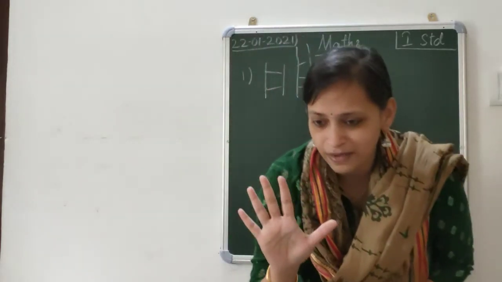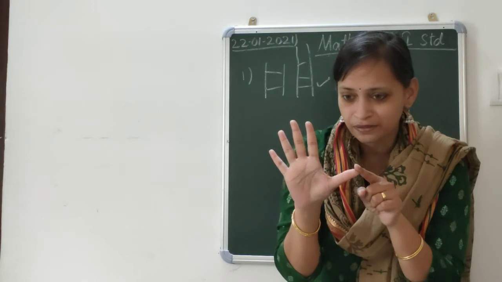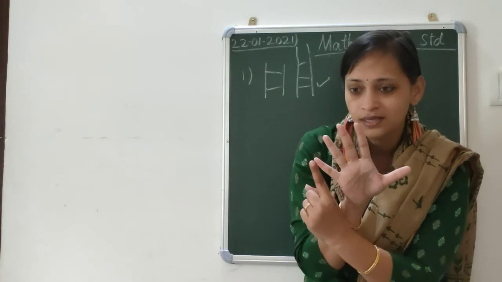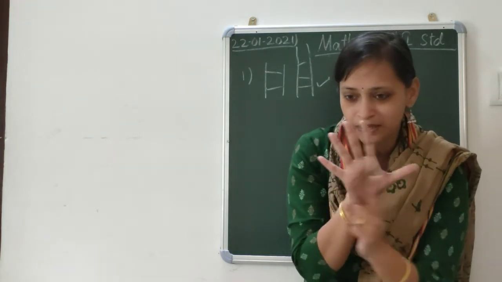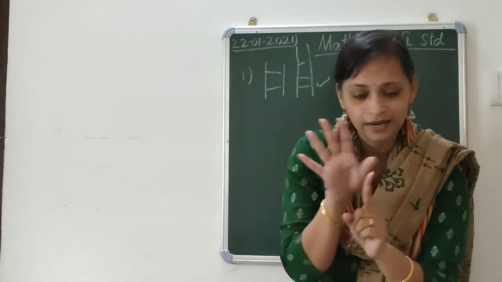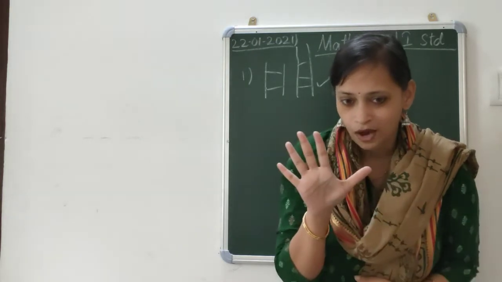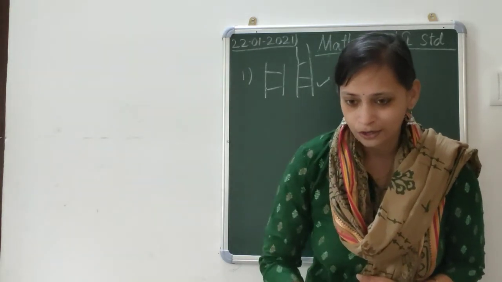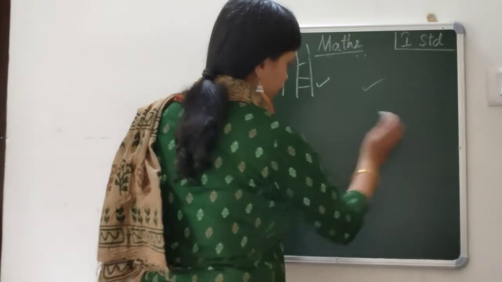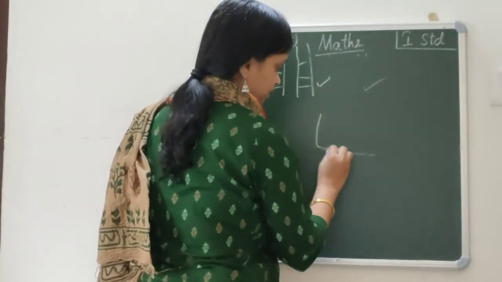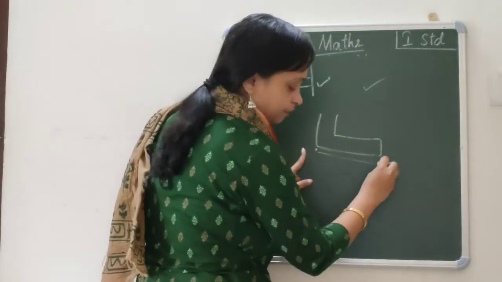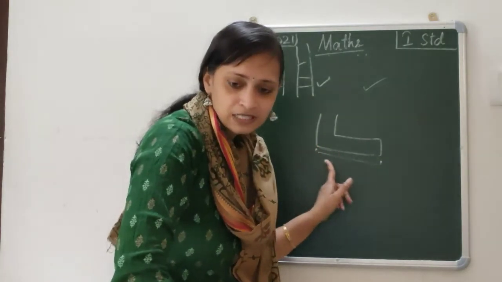What do you mean by hand span, children? Hand span means measurement. That is, you're measuring the distance from the tip of your thumb to the tip of your little finger. This distance is called the hand span. Very good. Now in the same way, even using your foot you can measure. You can see the foot shown in the book here, right? This distance from the heel till the tip of your foot is called the foot span.